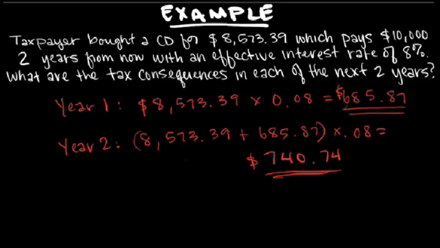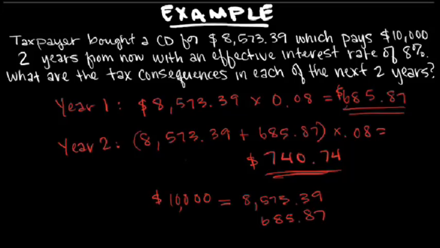So then, when he receives the $10,000, this $10,000 is the sum of the $8,573.39 plus the $685.87 and the $740.74. Because he has already been taxed on this income, he doesn't have to pay tax on it again, as it is a return on his investment.